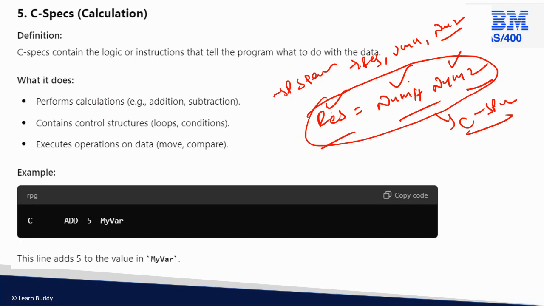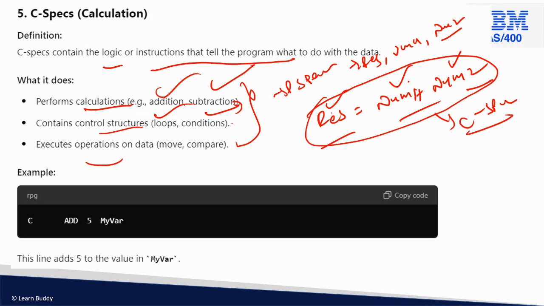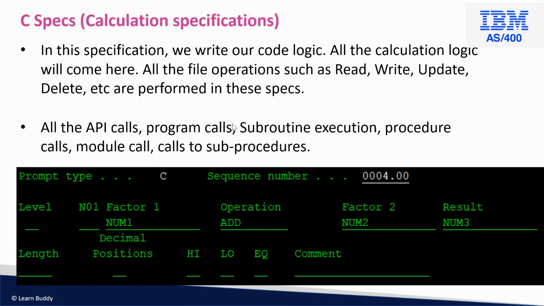C specification contains the logic or instructions that tell the program what to do with the data. It tells the program what to do with data and what operations you wanted to do. Perform calculations, it can be addition or subtraction, and control loops, concepts and conditions, and execute. These are just simple examples, and you can do anything by using the C specification. You can write any business logic here.